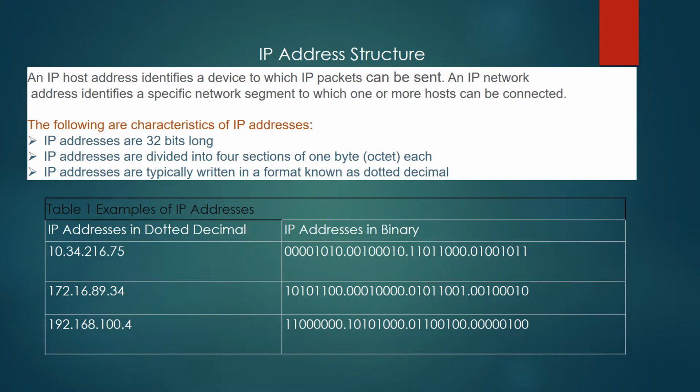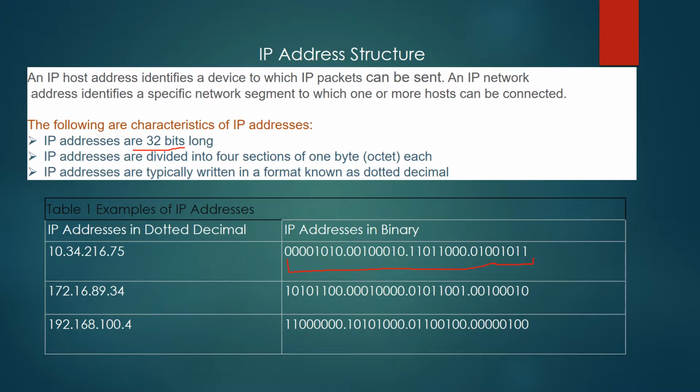In this slide we are going to discuss the structure of an IP address, how exactly an IP address is made, what its structure is, and what it constitutes. IP addresses are 32 bits long. Yes, the IP address is 32 bits long. These are the 32 bits.